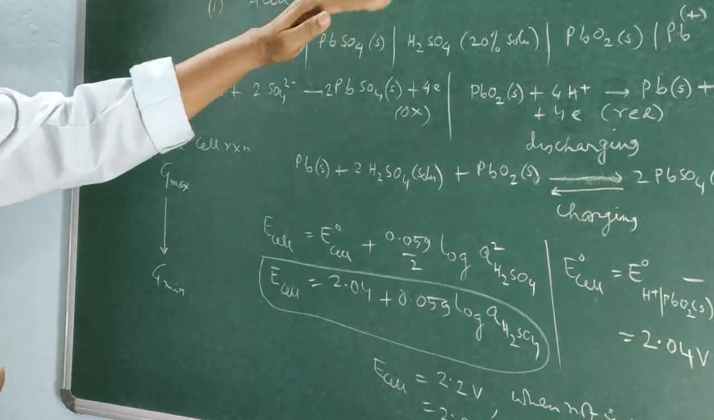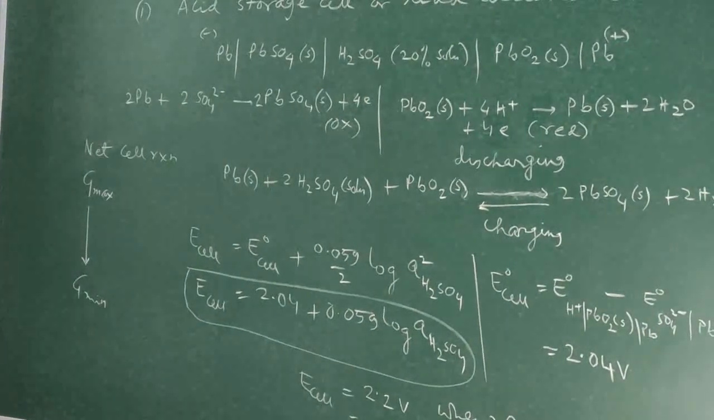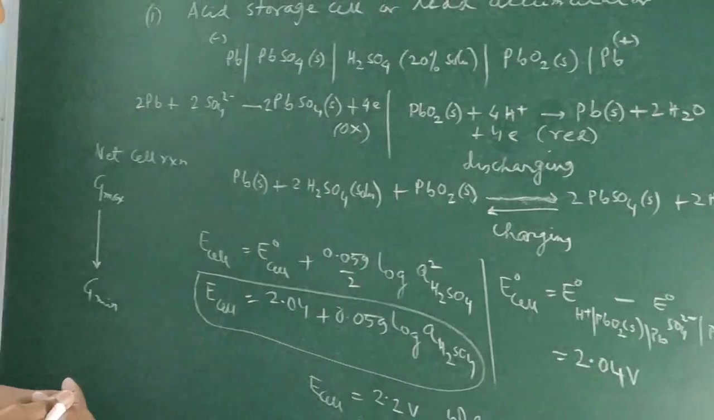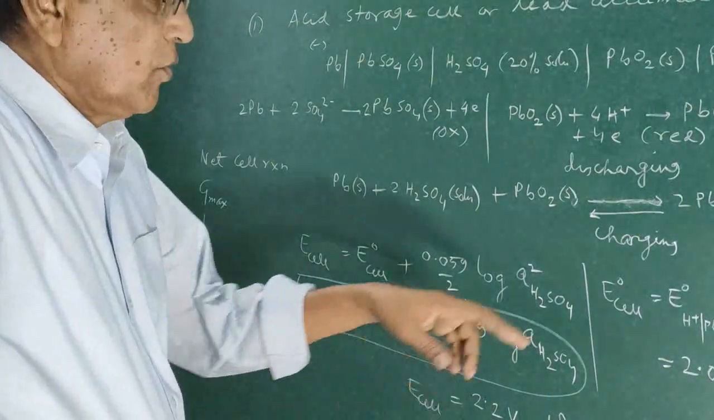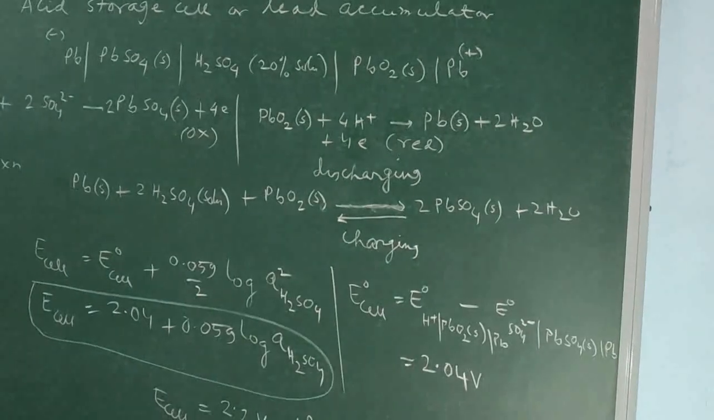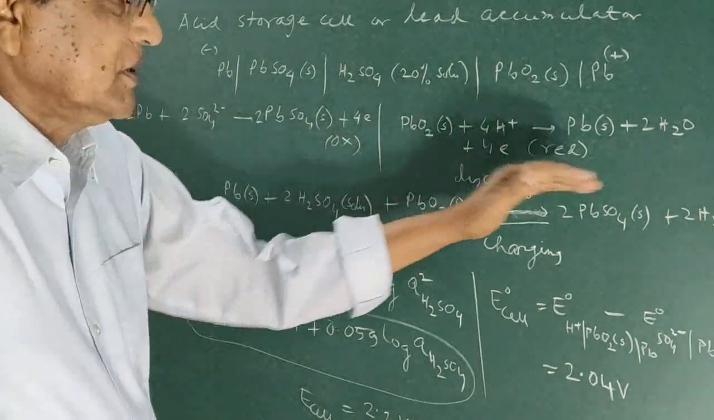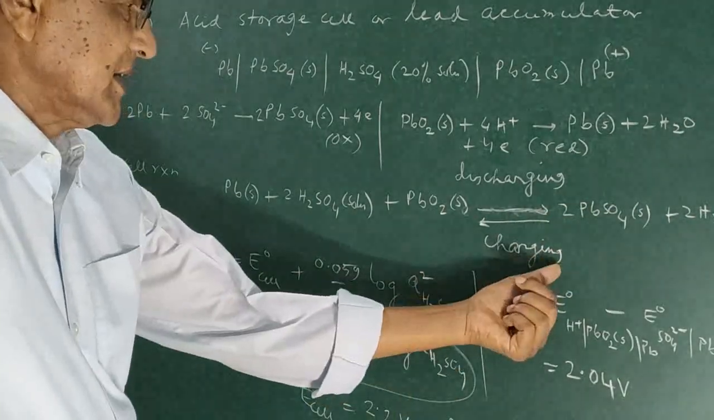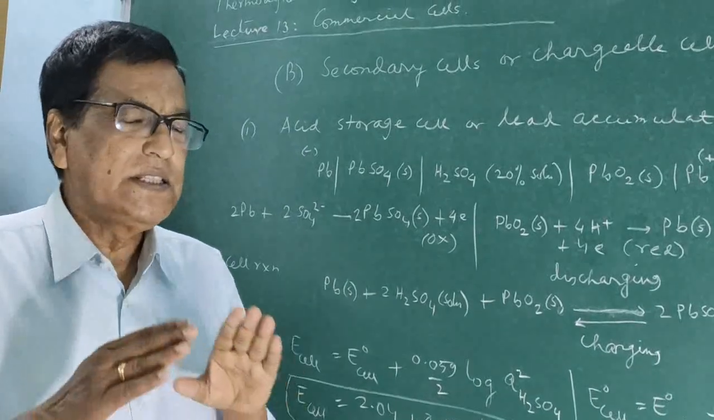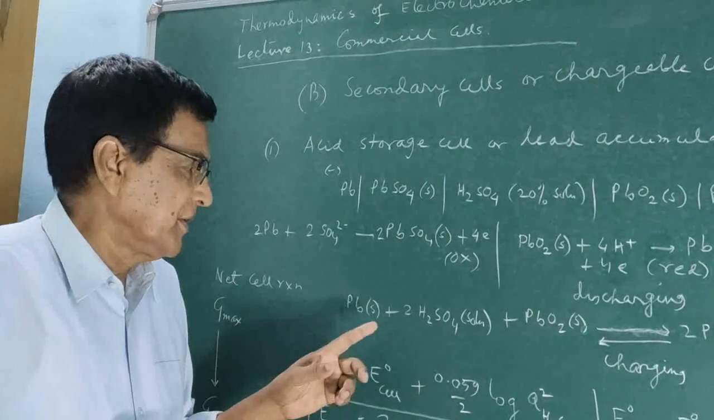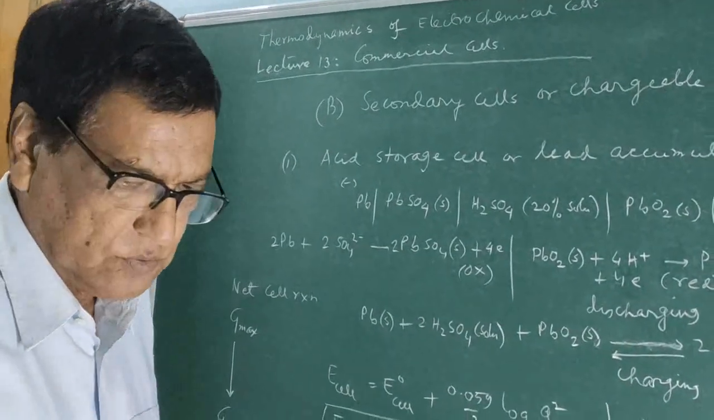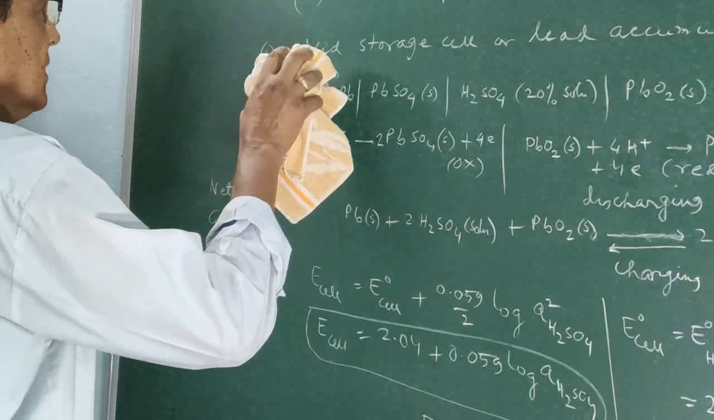So this is all about the secondary cell and the acid storage cell. Acid means sulfuric acid is taken, and this is why it is called the acid storage cell. Lead accumulator means lead is the metal used in the formation of the electrodes. Whenever charging occurs, lead is deposited at both electrodes, and whenever discharging occurs, lead sulfate is deposited. When charging occurs, the sulfuric acid is regenerated and its specific gravity increases. Charging is considered full when the specific gravity of the sulfuric acid attains a certain value. So this is all about the acid storage cell.